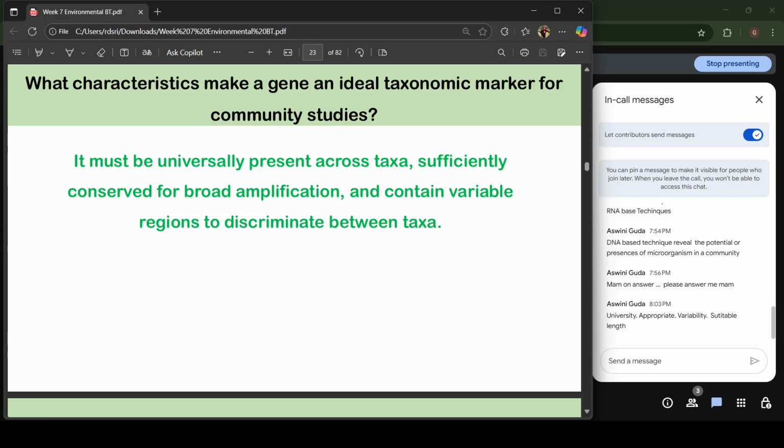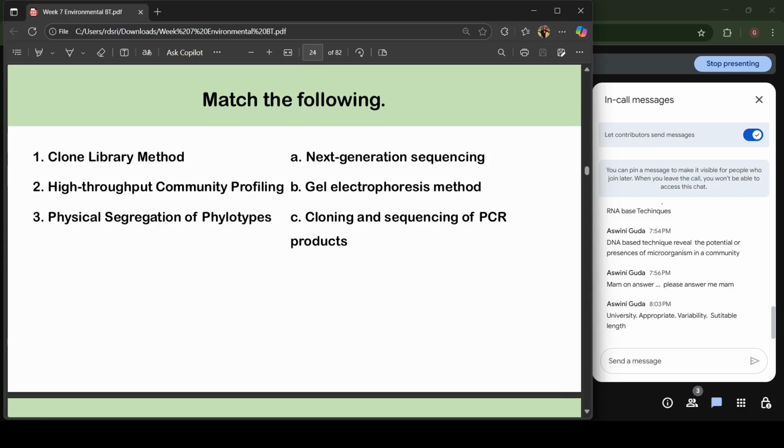So ideally we use 16S and 18S rRNA genes. It is universally present across all the taxa. It should be sufficiently conserved for broad amplification, just to design the primer, it should be of suitable length, and it should also contain the variable regions so that we can discriminate using the variable regions. Perfectly right, your answer was.